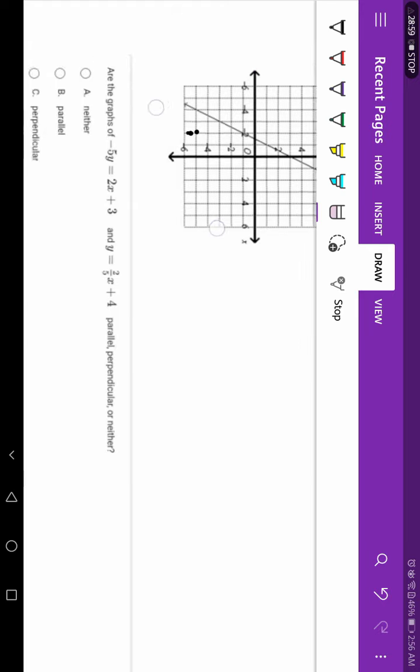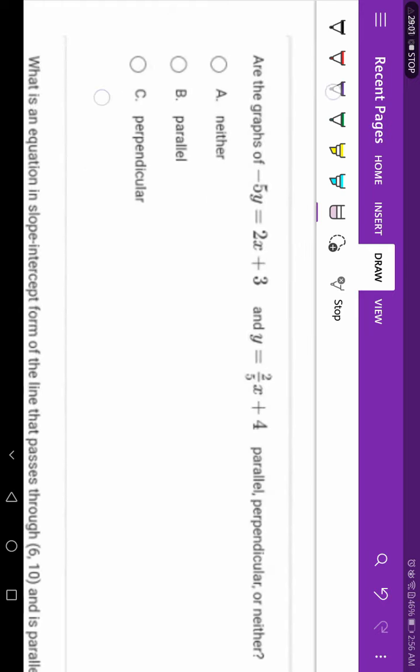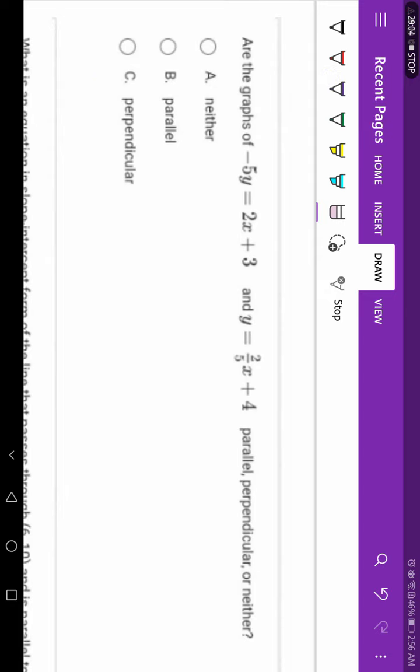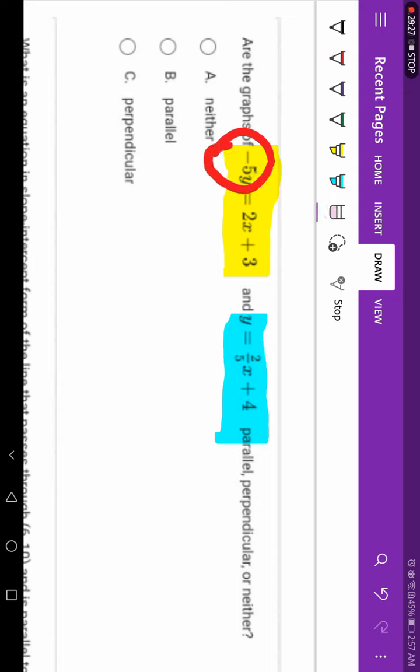Now here are the graph of this equation and this equation: parallel, perpendicular, or neither? Actually, I cannot compare here because the y is not alone and happy, it has a company. So what I have to do is make it alone and happy, and you know how. Yes, divide every single term.